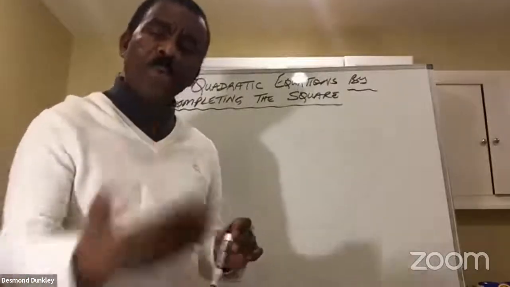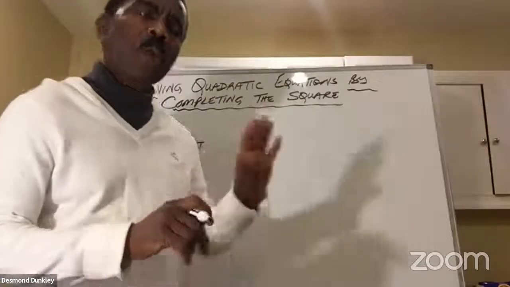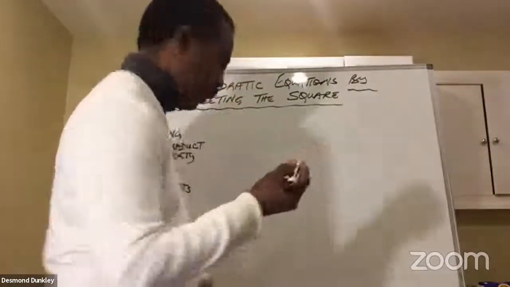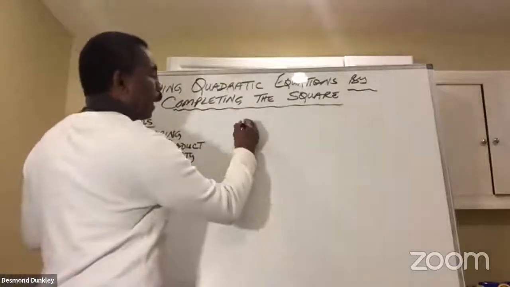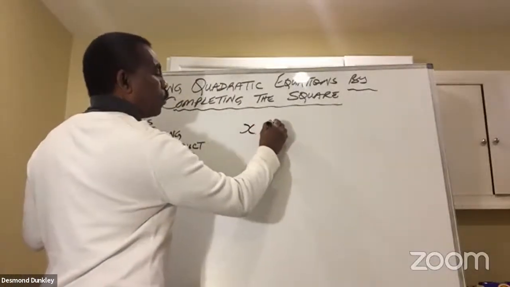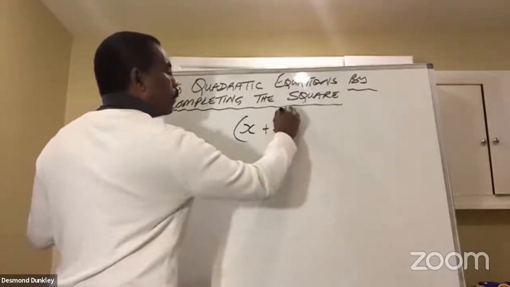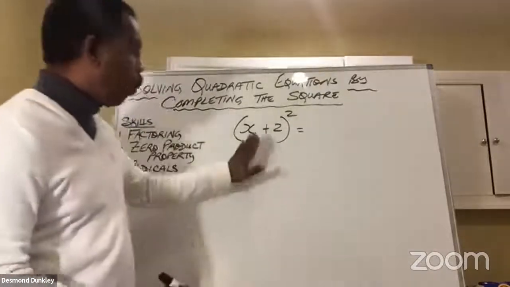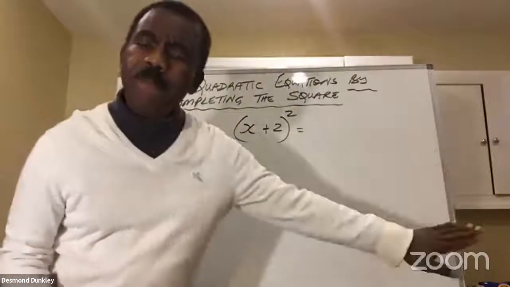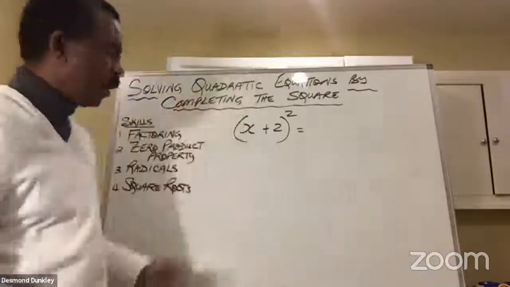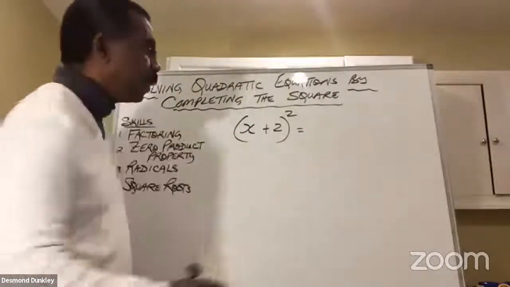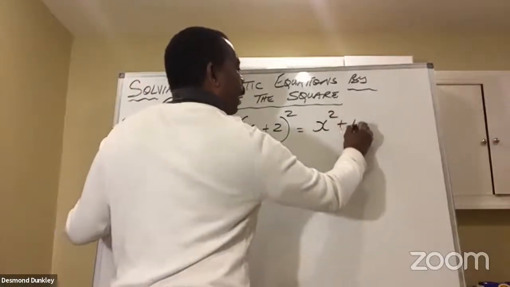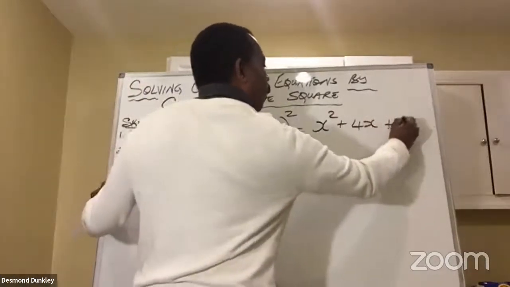Before I actually go through the process, I'm going to go back to dealing with perfect squares. For example, x plus 2 squared. That is a perfect square. It's one binomial times itself. Whenever you expand that, you end up with x squared plus 4x plus 4.